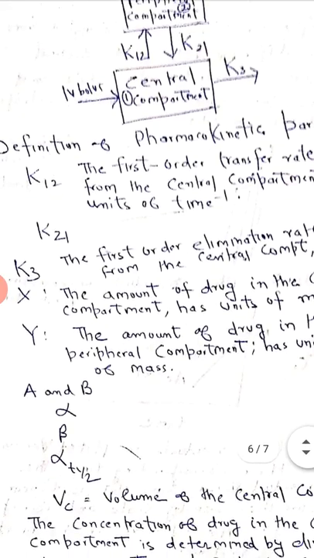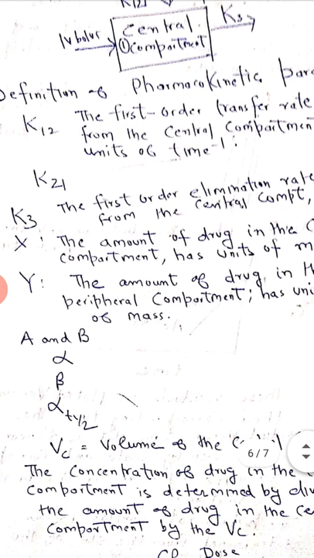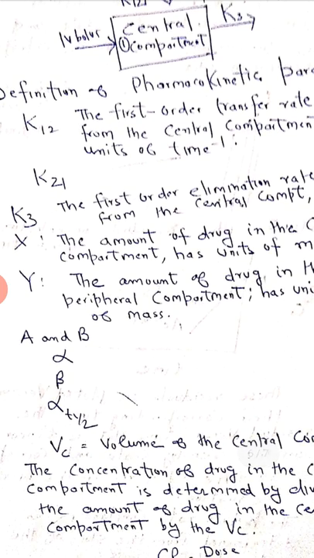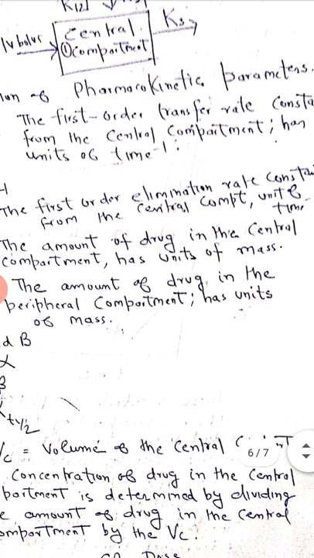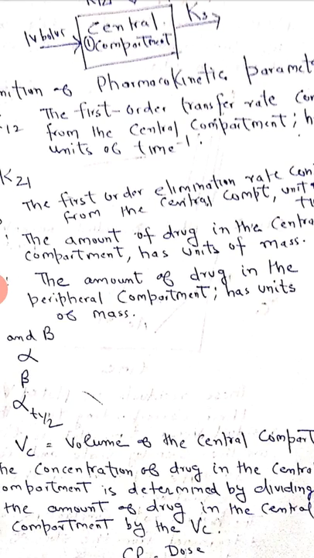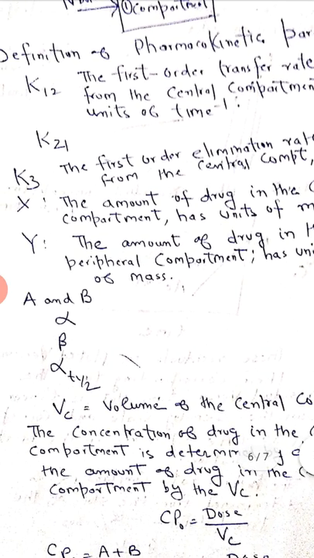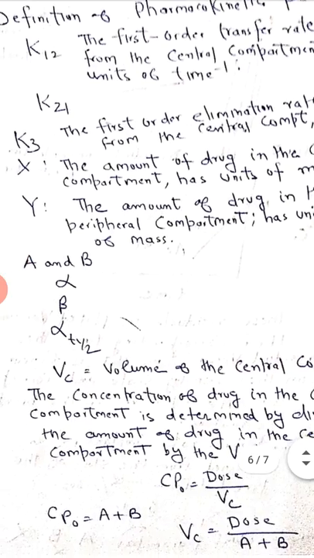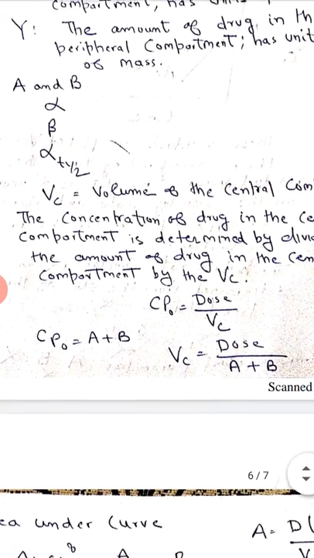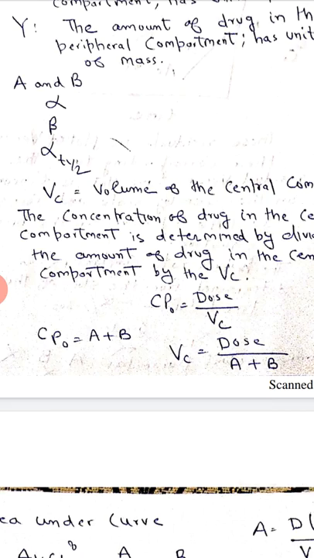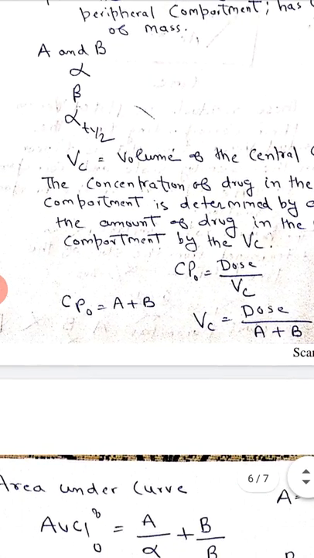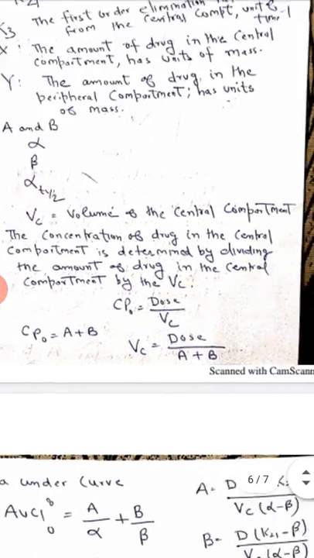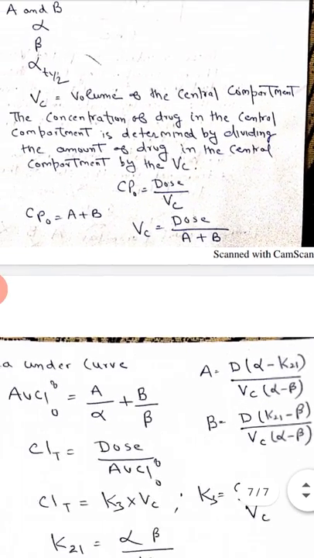X is the amount of drug in the central compartment. It has the unit of mass. Y is the amount of drug in the peripheral compartment. It also has the unit of mass. Now there is one more term, Vc. Vc is the volume of the central compartment. Now these are the parameters.